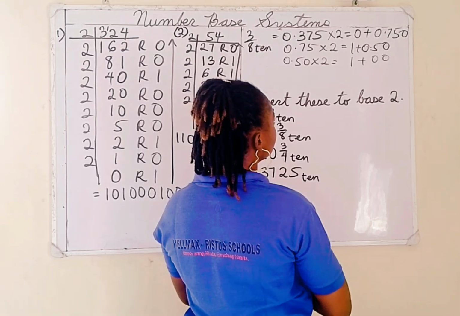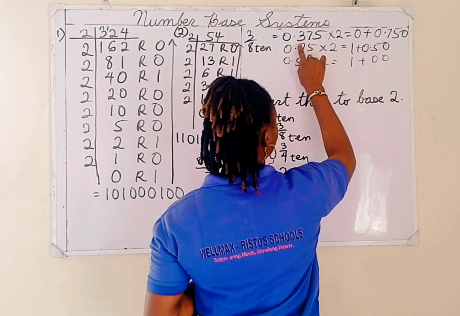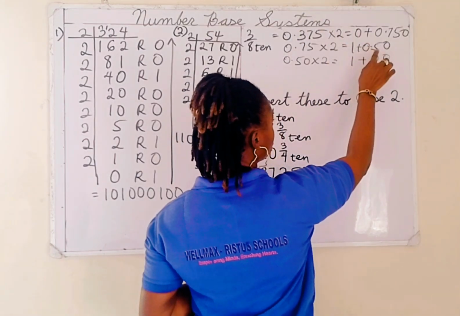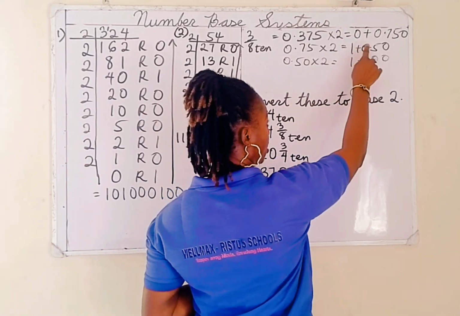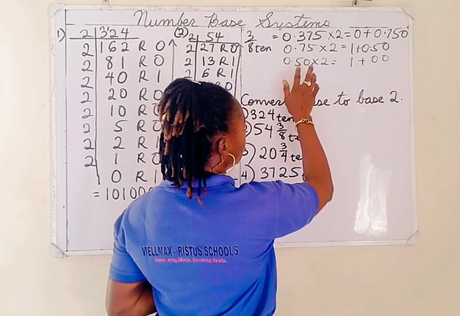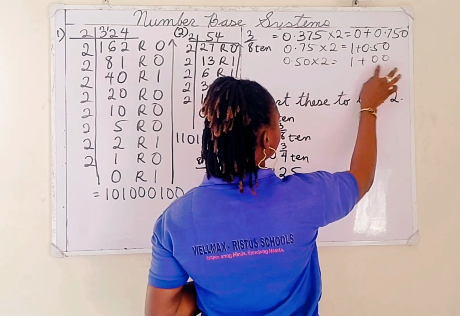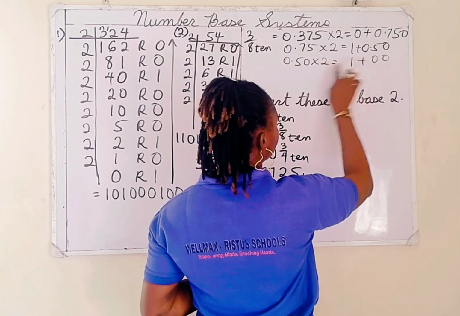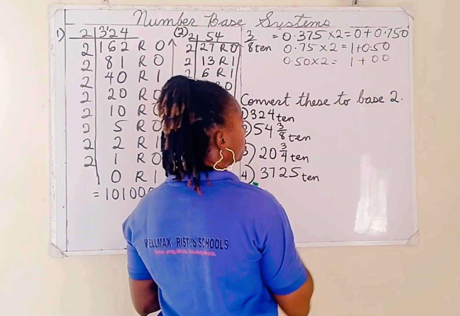Then the second one is 0.75 times 2. 2 times 5 is 10, 0 carry 1. 2 times 7 is 14 plus 1, 15. So write down the 5. Then the remainder is 1, which is what is written here: 1 plus 0.5. Then the next one we have 0.5 times 2. 2 times 5 is 10, 0 remainder 1. This is the one. So the answer here is what?